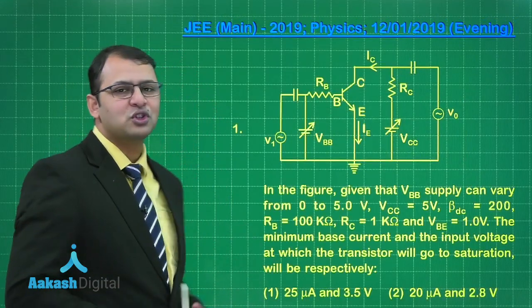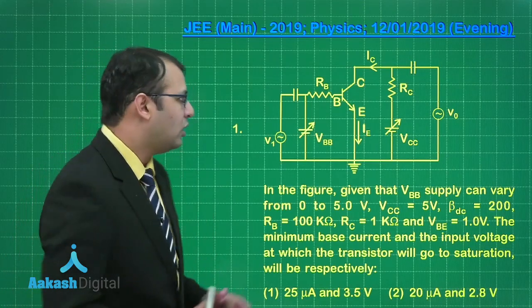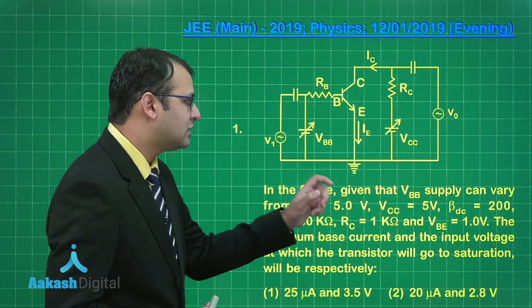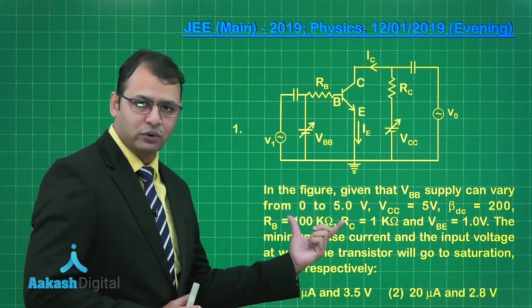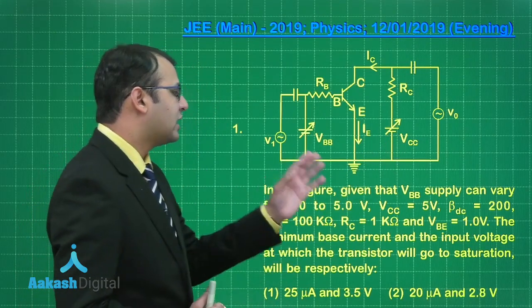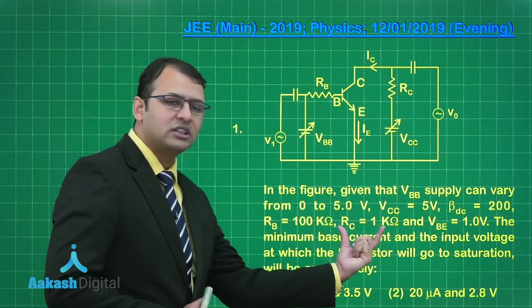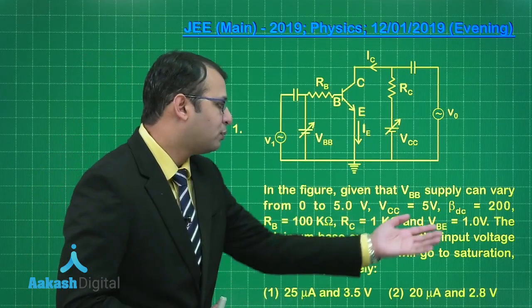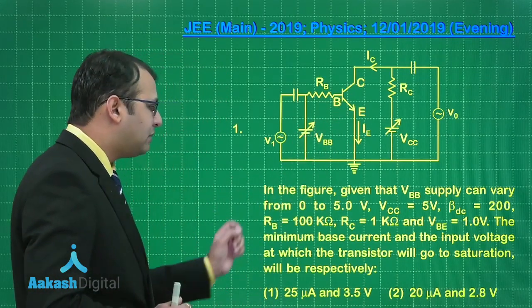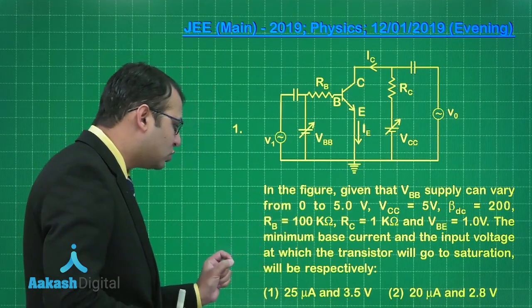Now here the very first question belongs to a section of modern physics, the chapter on semiconductors. In this question, in the given figure, VBB, the supply, can vary from 0 to 5 volts. VCC, that is this battery, has 5 volts of potential. The current gain is 200, the input resistance is 100 kilo ohm and the output resistance is 1 kilo ohm. We have the output of 1 volt at this point in the input zone. The minimum base current and the input voltage at which the transistor will go to saturation will be.